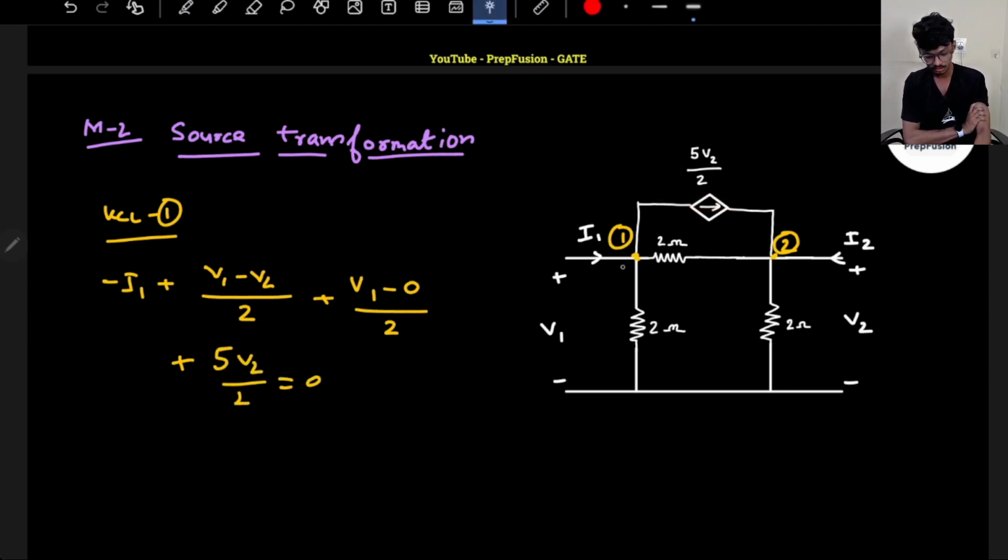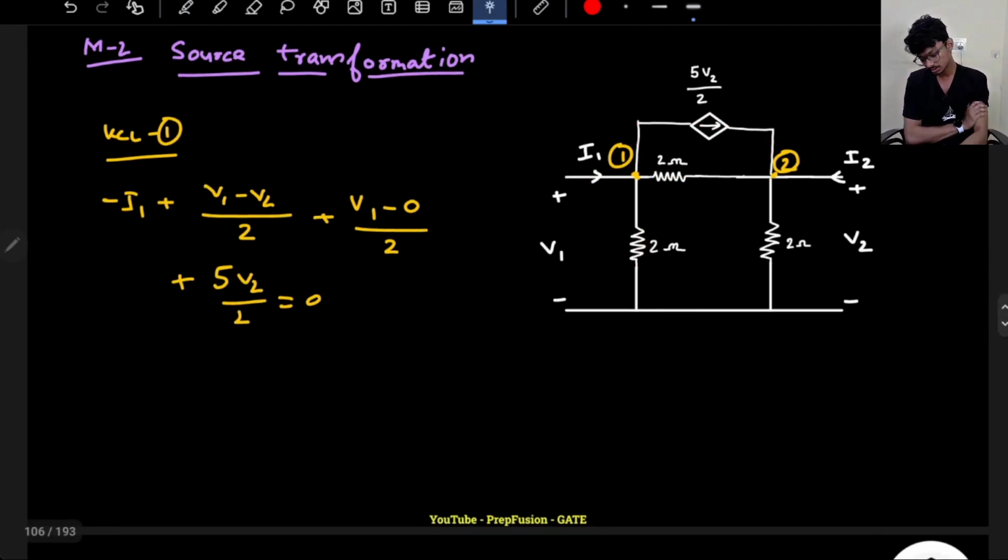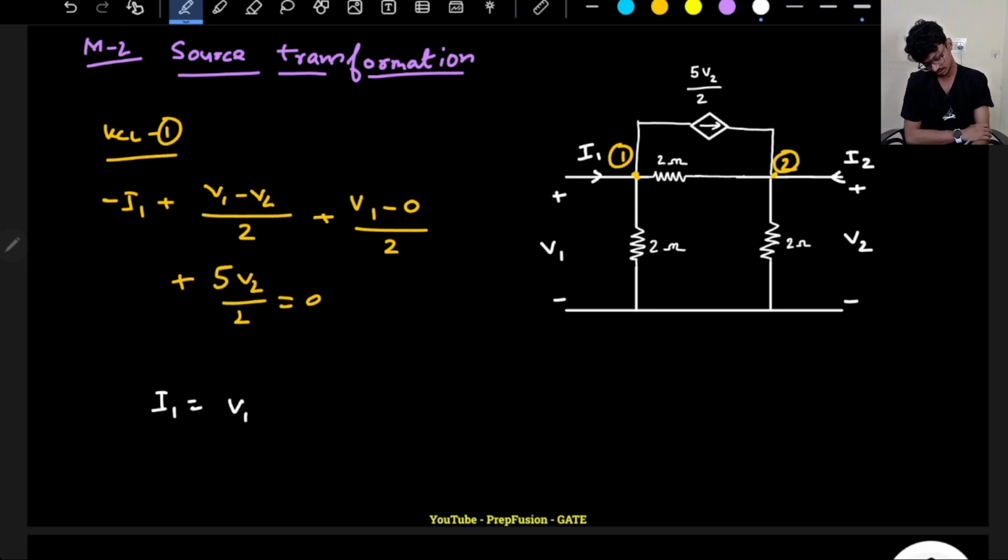So there are 4 branches, right? This one, this one, this one, this one, 4. So I have written the 4 currents, and the KCL summation is 0. So from here you can directly write I1 equals V1 by 2 plus V1 by 2, so V1, then minus V2 by 2 plus 5V2 by 2, so it will be 4V2. So we derive the same thing that we did in the previous method.